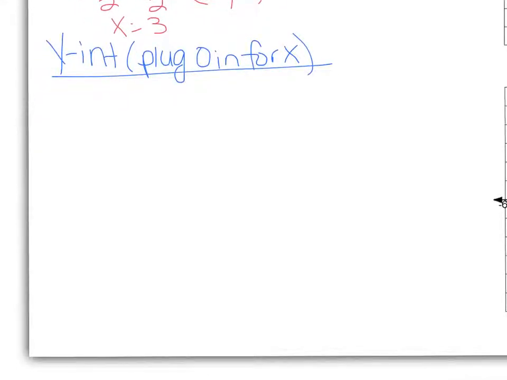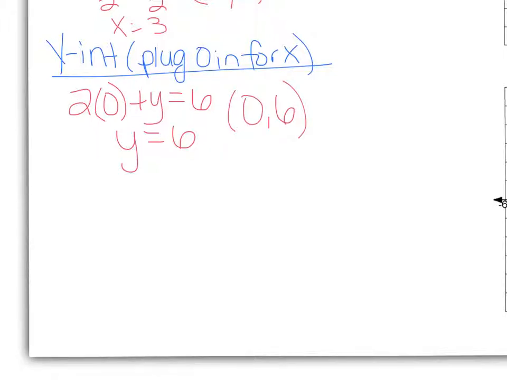Okay, so this time I'm going to take 2 times 0 plus y equals 6. So we're going to go back to the original problem and plug 0 in for x and solve for y. Well, 2 times 0 just gives me 0, and 0 plus y is just y. So y equals 6. Okay, well, y equals 6 isn't a point. What would my x comma y be? 0 comma 6. I plugged 0 in for x, and I solved for y.